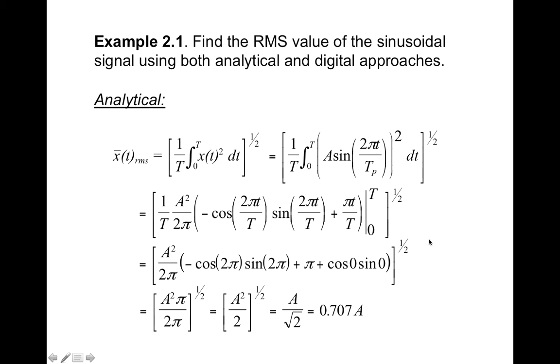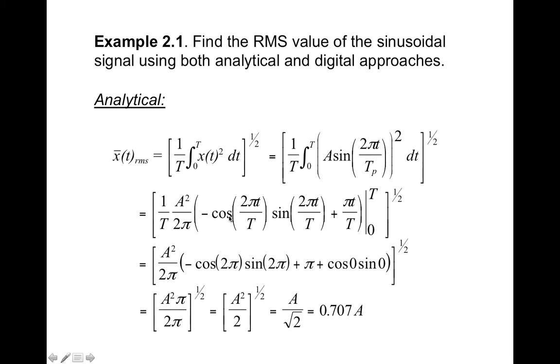So here's an example of finding the RMS value of a sinusoid. Your x of t is some amplitude times the sine of omega t, where omega can be found as 2 pi over the period. We take that, we square it, we use some trig identities, and when we do the evaluation of that, we get 0.707 times the amplitude, or the amplitude over the square root of 2. So I'll let you go back and look at that.